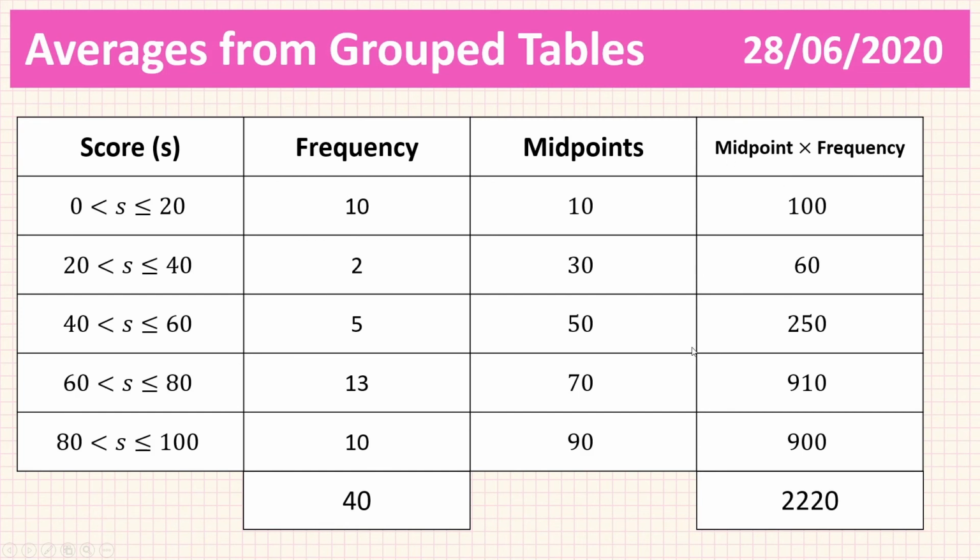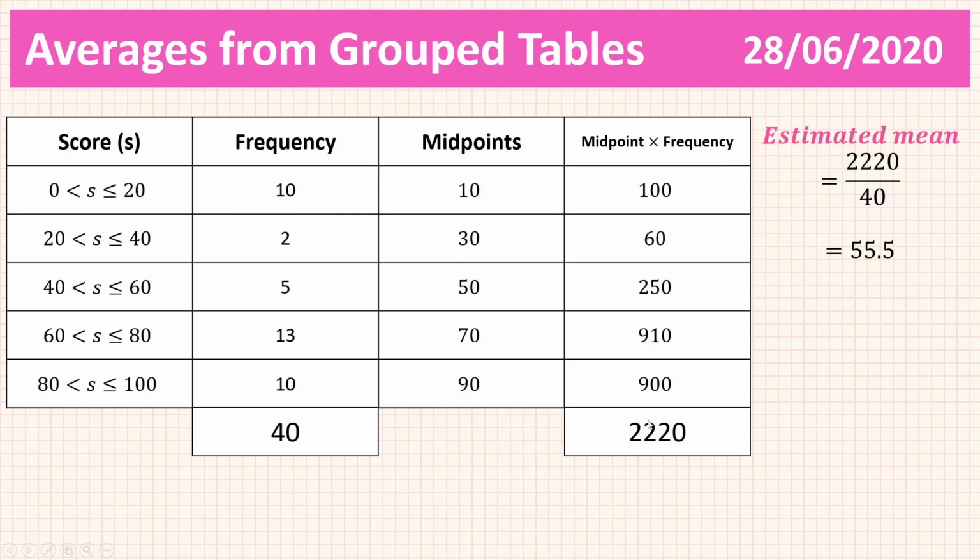And if I totaled all of these numbers up, I would get 2,220. That's important because when we're finding the mean, we do the sum of the values divided by the number of values that we have. So we have 40 people surveyed, and the sum of all of the scores is 2,220, and I divide it and I get 50.5 as my mean.